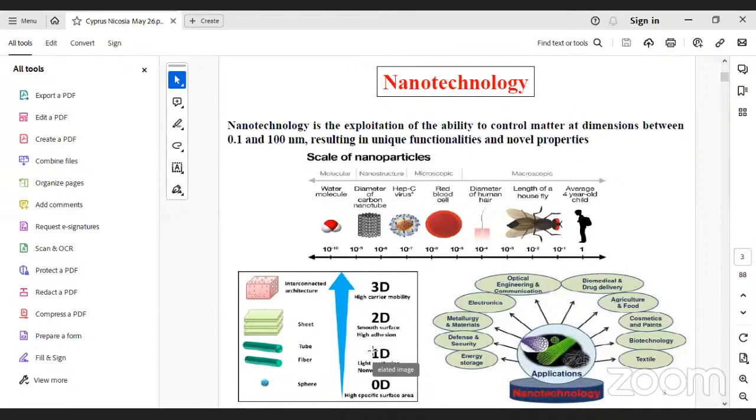And when we talk about the aspects, there are two approaches. One is a top-down approach, and the second one is a bottom-up approach. Mostly, we have very good trust in the bottom-up approach because the size control is very precise. It means we can easily manipulate the size by changing the parameters of the reaction, that is, the concentration of the solution, the pH of the solution, the pressure and temperature of the reaction, and the various aspects associated with the chemical reaction. Upon changing these parameters, we can easily control the particle size of the nanomaterial.